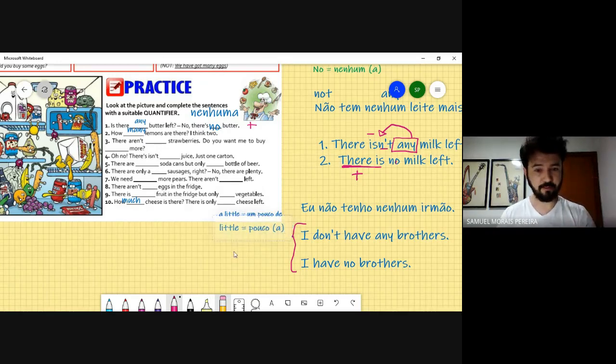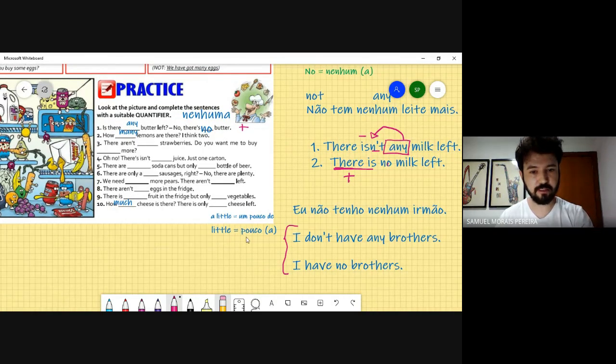I will explain in a few minutes, okay? But I just want you to understand the translation first. So take a look. I can say a little, um pouco de, or I can say little, pouco de alguma coisa. So, for example, será que eu posso pôr aqui o little, ó? Há apenas pouco queijo. Ou há apenas um pouco de queijo. Tá vendo que as duas são possíveis? I can say there is only a little cheese left, but I can also say there is only little cheese.